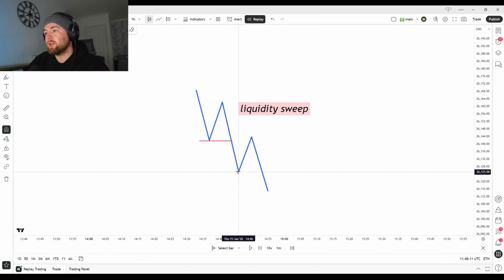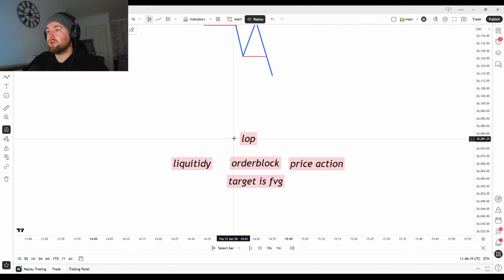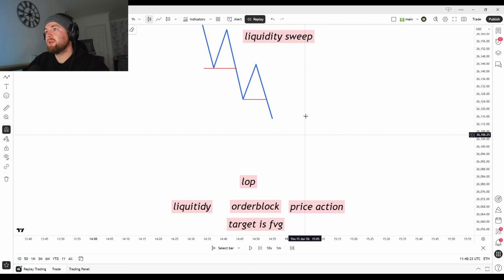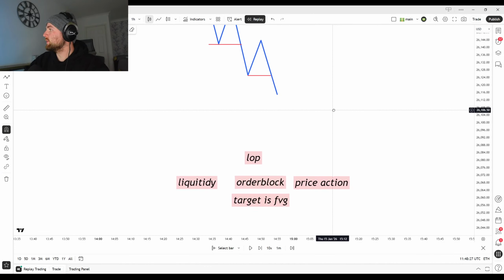And then, of course, we have another one here. But these don't count as liquidity sweeps unless we get a pullback into the range, alright? So that is the first part of the LOP. So L stands for liquidity. We are looking for liquidity sweeps, okay? Let's delete this one. We'll come back to this area.